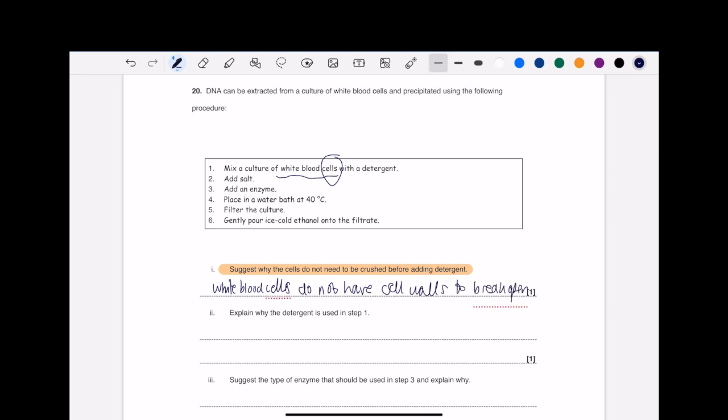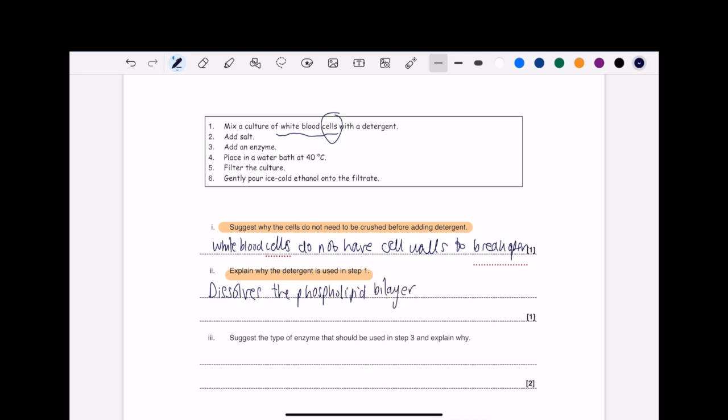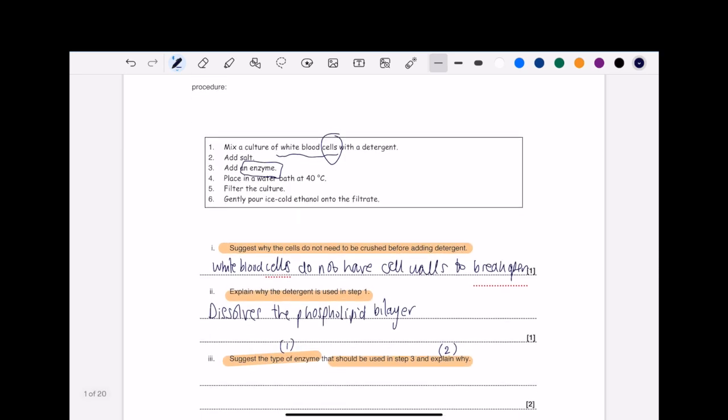Okay, next question says, explain why the detergent is used in step 1. If you've done the practical, you would know that that's all about dissolving the phospholipid bilayer. Next one says, suggest the type of enzyme that should be used in step 3 and explain why. So 1 mark for the name of the enzyme and the 2nd mark for the explain why. So this is about an enzyme, and we are talking about DNA to be extracted.